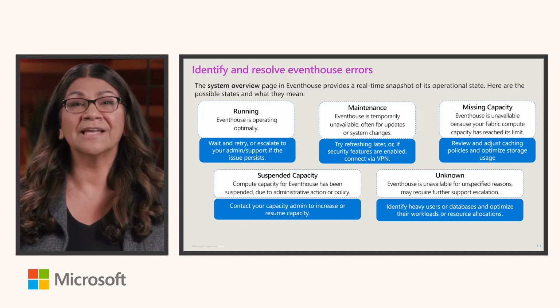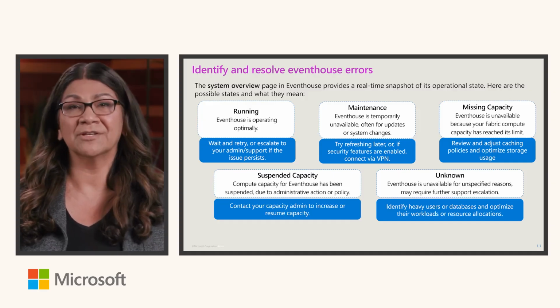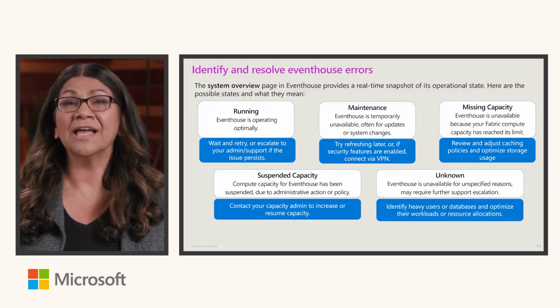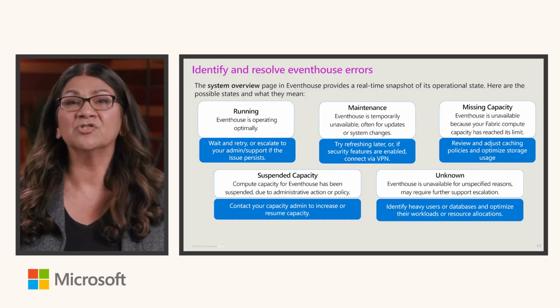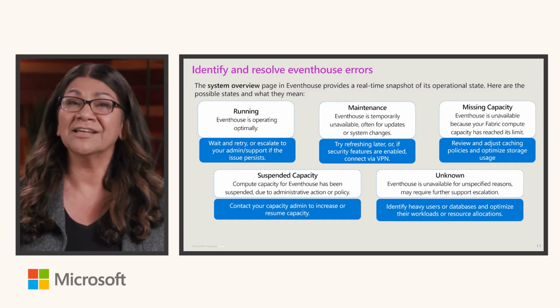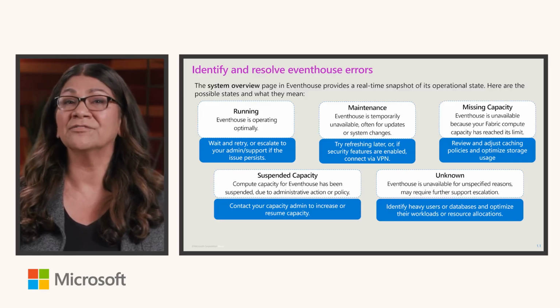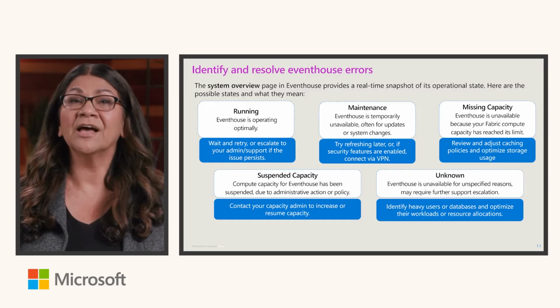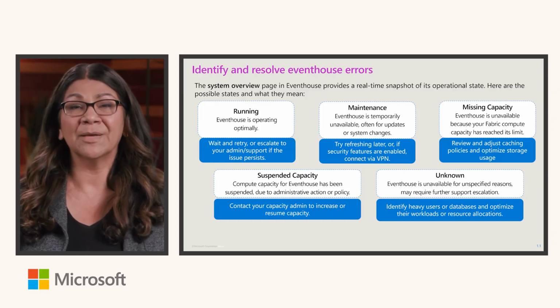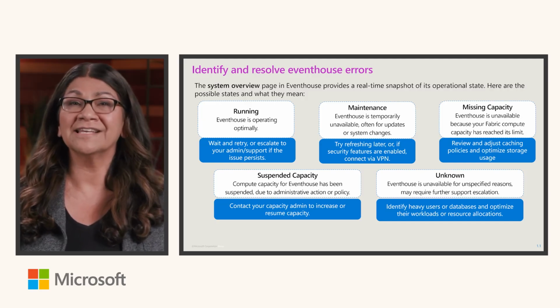The Explorer pane helps you navigate databases and views, while the main view area gives you a real-time system overview, including operational status, storage usage, and activity metrics. Pay attention to the details area for region, last ingestion, and essential URIs for queries and ingestion. You'll also want to understand how to interpret running states, like maintenance, missing or suspended capacity, and what actions to take if the Eventhouse is unavailable.